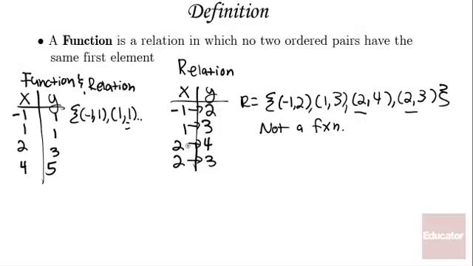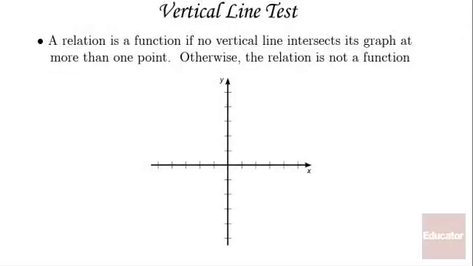Now we're going to talk about ways to ensure that what you have is actually a function. And you can do that by performing the vertical line test. This is a visual way of assessing whether or not a relation is a function. A relation is a function if no vertical line intersects its graph at more than one point. Otherwise, the relation is not a function.